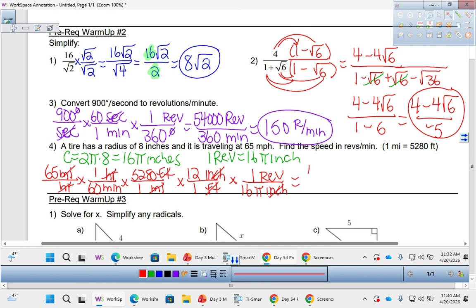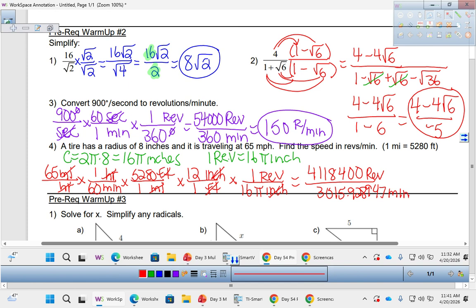I'm going to have this really big number. And the label on that big number is revolutions. It's the only unit that's not crossed out in the top. And on the bottom, I'm going to do 60 times 16 times pi. And I'm going to get this number on the bottom. You can round it if you want. I'm going to write it all out. And the only label left on the bottom is minutes.